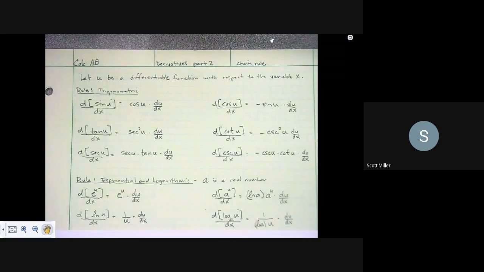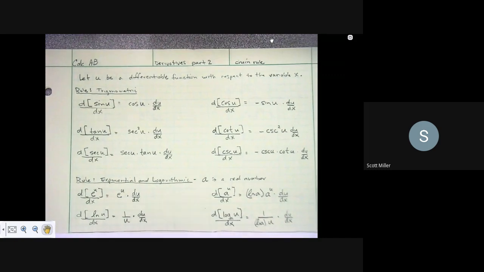Okay, so these rules right here are the trig rules that you're also going to need to memorize. Here are the exponential and log rules. And a is a real number, so when you see the a, it means it's a real number.